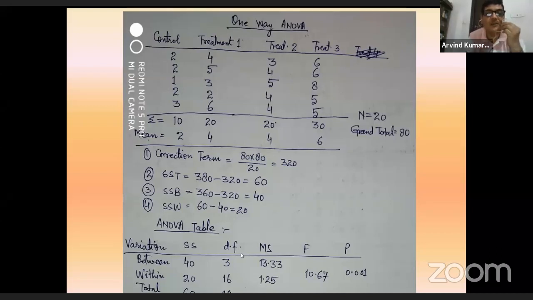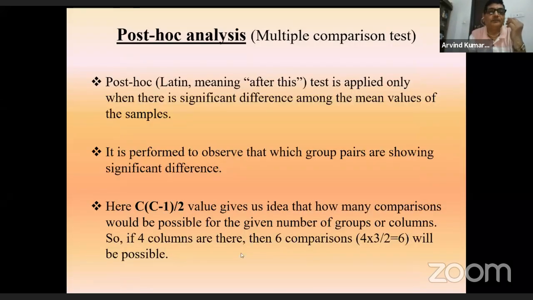So whether there is significant difference between 2 and 4, or between the other pairs, we have to know. Because the probability is less than 5%, it means significant difference exists among the mean values. For that, we go for post hoc analysis, which is also referred to as multiple comparison test.